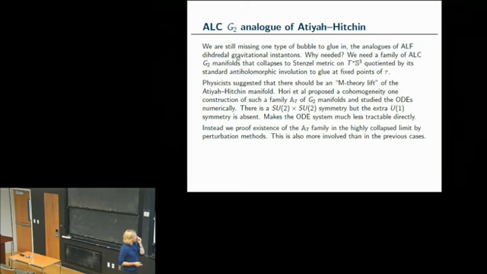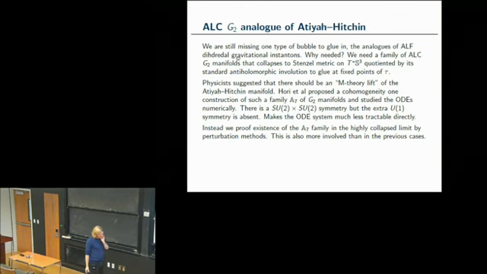So again, physics sort of inspired the answer. Fizz had already suggested that there should be an M-theory lift of the Atiyah-Hitchin manifold. So there should be some G2 manifold that corresponded to Atiyah-Hitchin. And Horry and collaborators gave a concrete proposal for this, where they again looked at cohomogeneity 1 solutions. So they considered a potential family A7 of these G2 manifolds. And again, they studied these ODEs numerically. So once again, there is an SU2 times SU2 symmetry, but no longer this extra U1 symmetry. And so dealing with the ODE system directly is much less tractable.